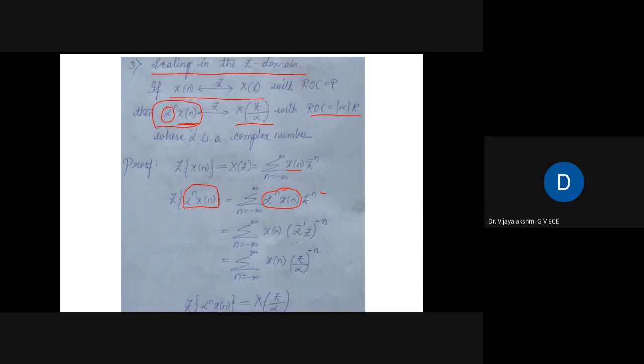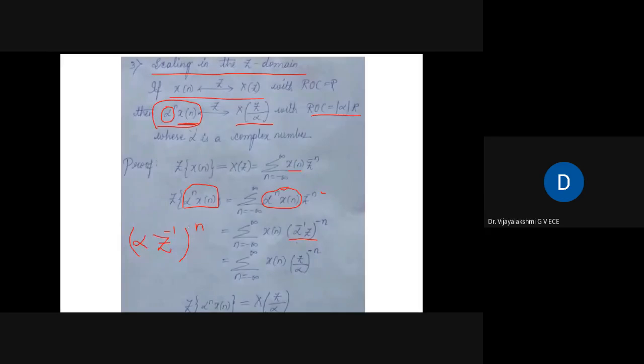I need to combine them in such a way that it has the same standard as per the definition. So as per the definition, what is the standard? The signal into z power minus n. So I take alpha and z. If I just combine them, I get alpha into z power minus 1 whole raised to n. But as per the formula, I should have this quantity raised to minus n, right? So I should have a minus n here.